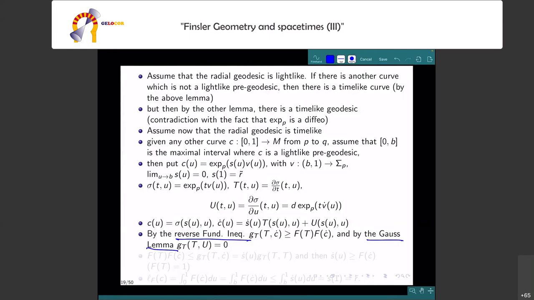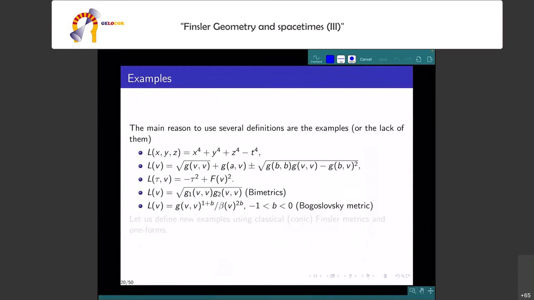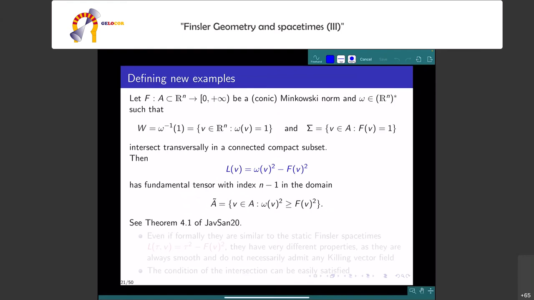So let me continue with examples. The main reason to use several definitions for Finsler spacetimes are the examples, or the lack of them, because it was difficult to find examples of Finsler spacetimes. Here there are several of them, and all these examples, which I don't want to comment on in detail, have different properties that led some people to make different definitions of Finsler spacetimes. But my main goal is to introduce here a big class of new examples.